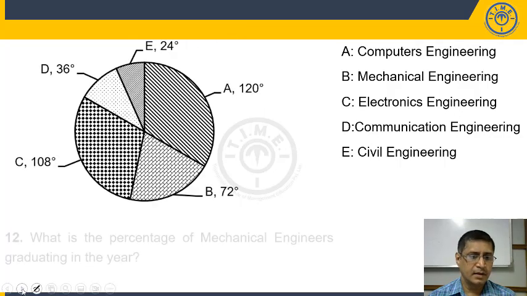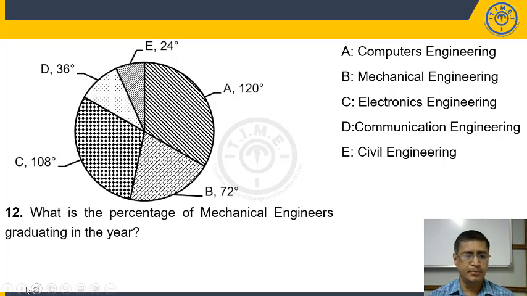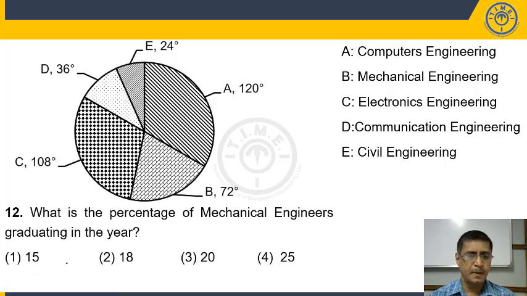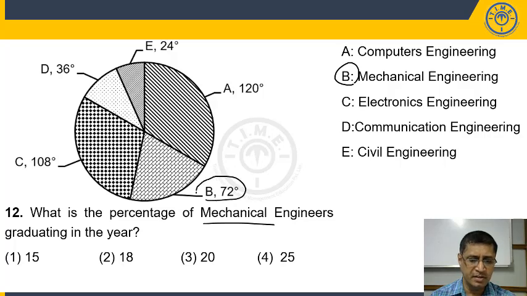Okay. Now look at the next example on your screen. What percentage of the mechanical engineers graduating in the year? Mechanical engineers means B. So what is the value of B? 72 degrees. 72 degrees upon 360 into what? Percentage. Percentage means multiply with 100.